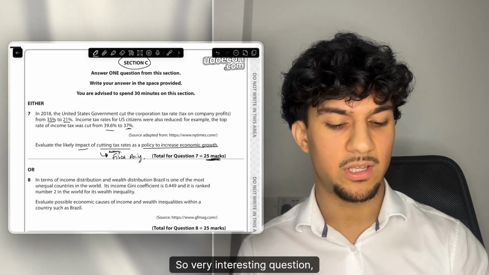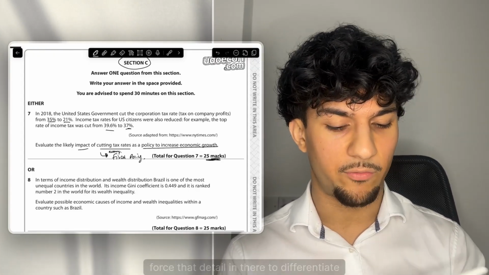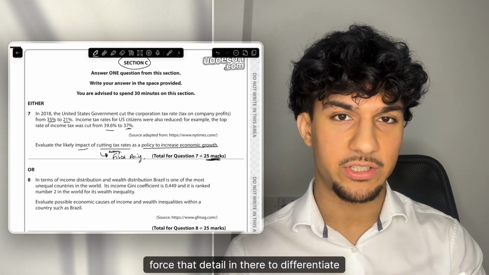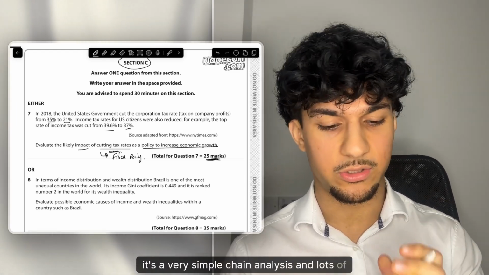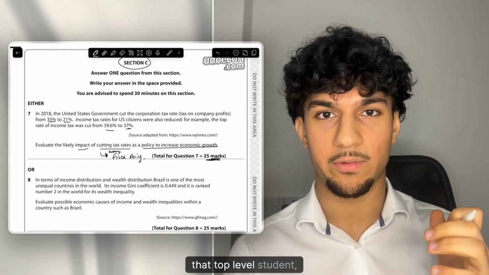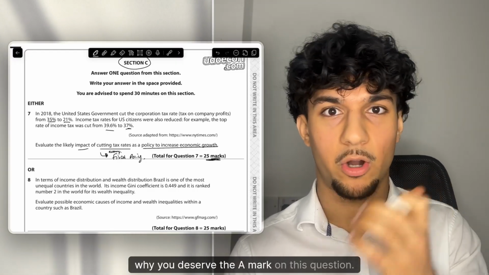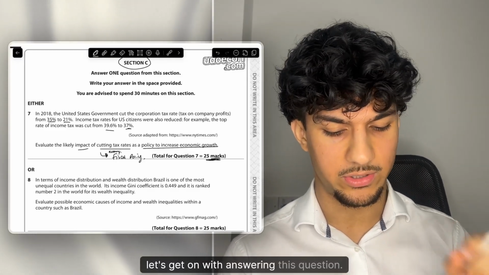So very interesting question. Quite a simple question, to be honest. So you're really going to have to add that detail, force that detail in there to differentiate yourself from the usual applicant, as it's a very simple chain of analysis and lots of students will know it, but you need to show the examiner now why you are that top level student, why you deserve the A-star mark on this question, and that's where it's slightly difficult. But yeah, let's get on with answering this question.